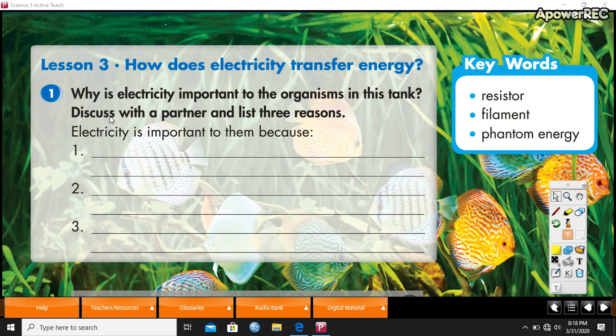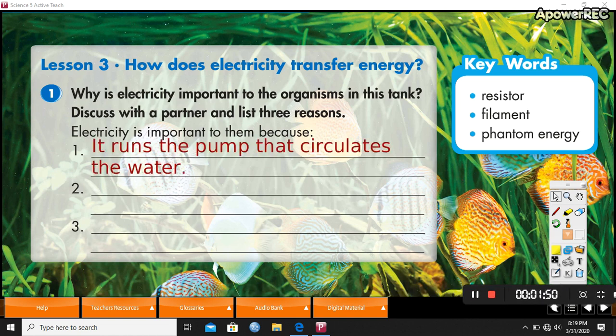Can you think why electricity is important? Does the fish tank have parts that need electricity? Yes. For example, the air pump, the filter, and the lamp are parts of the fish tank that need electricity. Okay, let's discuss. Electricity is important to them because, first, it runs the pump that circulates the water. Inside the fish tank, there is an air pump. It needs electricity to work. So, the air pump helps the circulation of the water inside the fish tank.